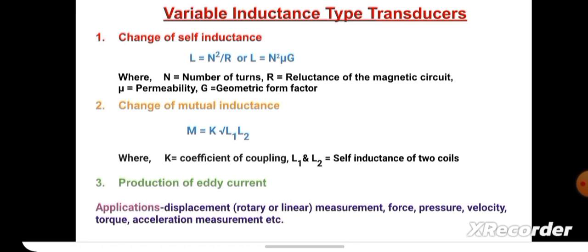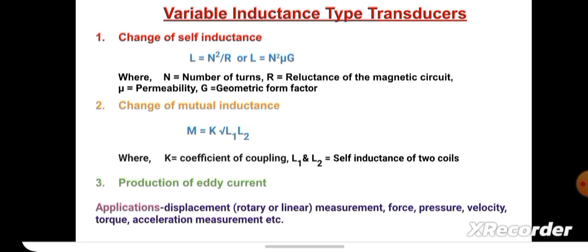And last is production of eddy current. We all know that when a conducting plate is placed near a coil carrying AC current, a circulating current is induced in the plate, which is called eddy current, which in turn produces its own flux, which tries to reduce the flux of the coil carrying the current, and hence the inductance of the coil changes. So the nearer the plate is to the coil, the higher will be the eddy current and the lower the inductance, and vice versa.